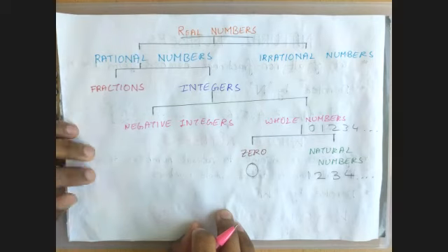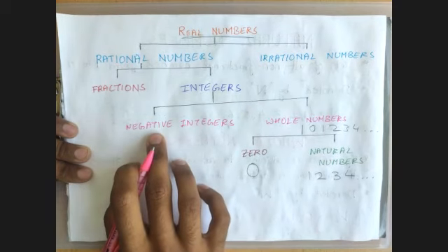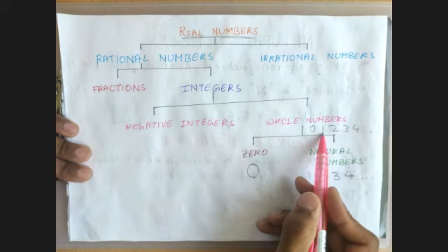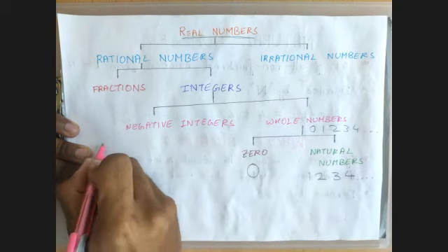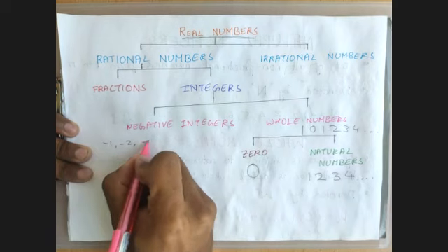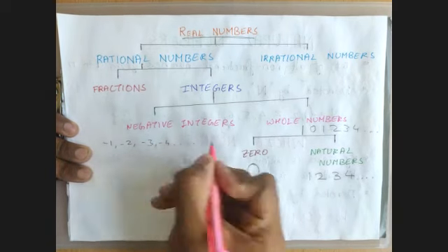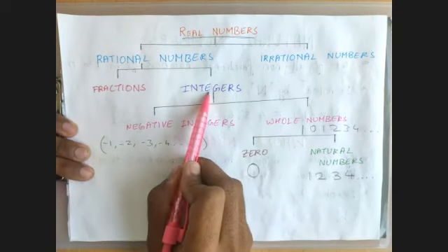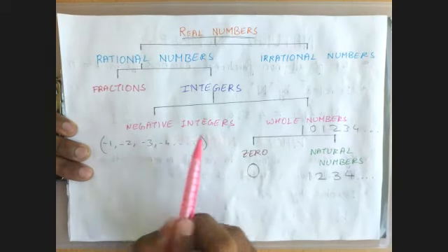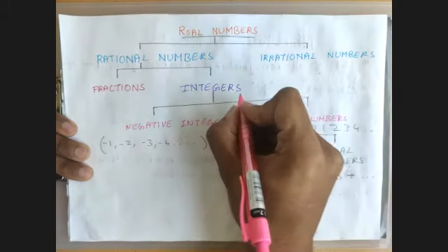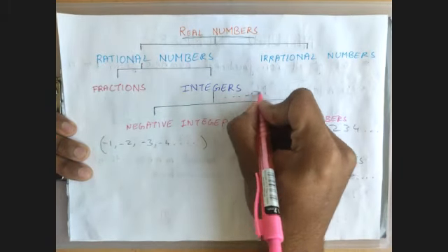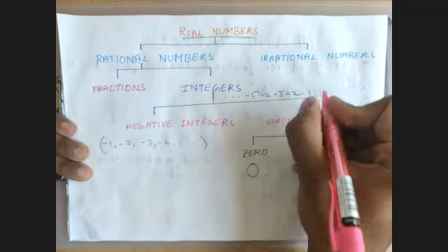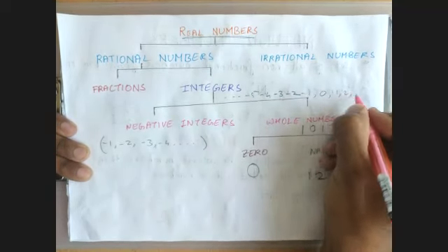And there are negative integers. Negative integers are the negative part of the whole numbers. That is -1, -2, -3, -4 and so on. Now there are integers. Integers are a combination of negative as well as whole numbers. For example, -5, -4, -3, -2, -1, 0, 1, 2, 3 and so on.